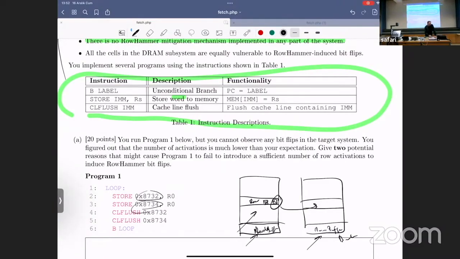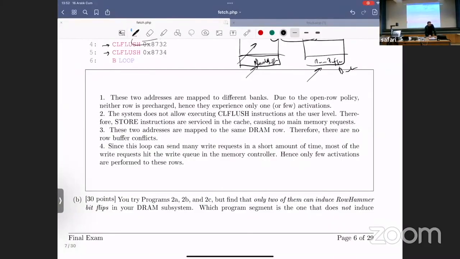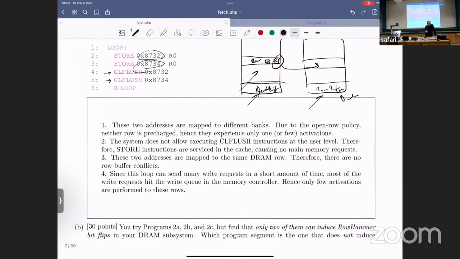Another thing can be that you're relying on CLFLUSH instructions here to flush your cache lines to the main memory. But maybe in that particular system you're using, the CLFLUSH instructions are not allowed at the user level. Maybe they're just ignored. So that can also be the case. And yeah, we have a few different answers here. You can check later, I think. Yeah. So as long as you provide two reasons that make sense, it's okay.